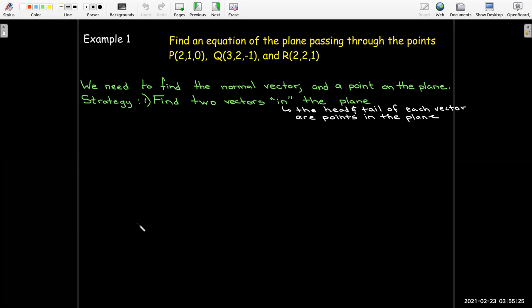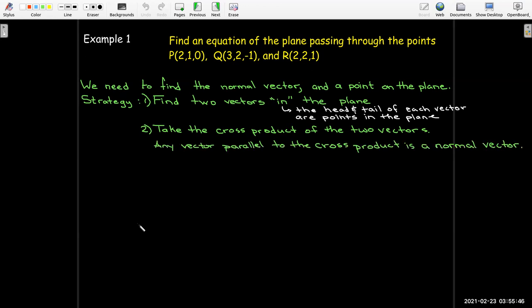Really, we could say that a vector which is parallel to the plane. And then we'll take the cross product of those two vectors, because the cross product will give us a new vector which is orthogonal to the two vectors in the plane, which means it's going to be orthogonal to every vector in the plane. And so then we could just choose any vector parallel to that cross product as a normal vector.